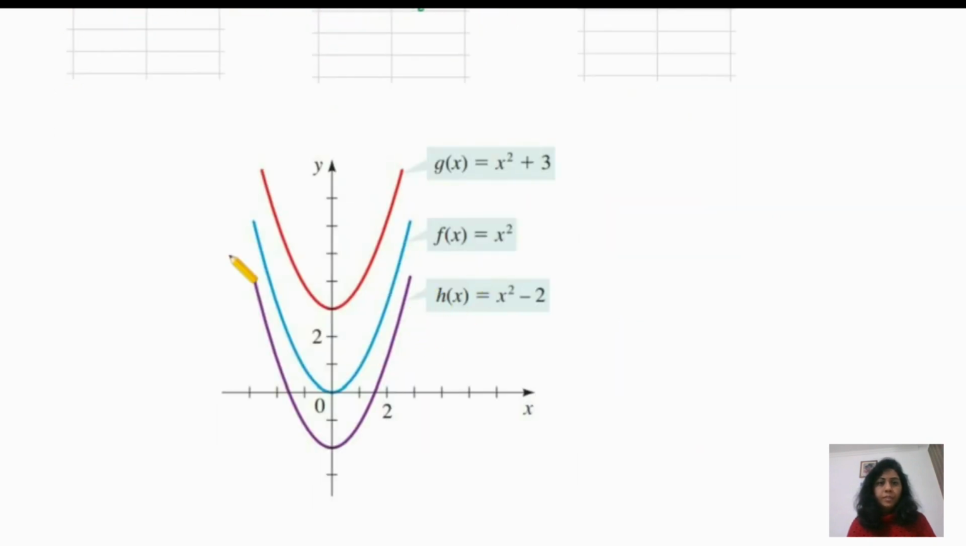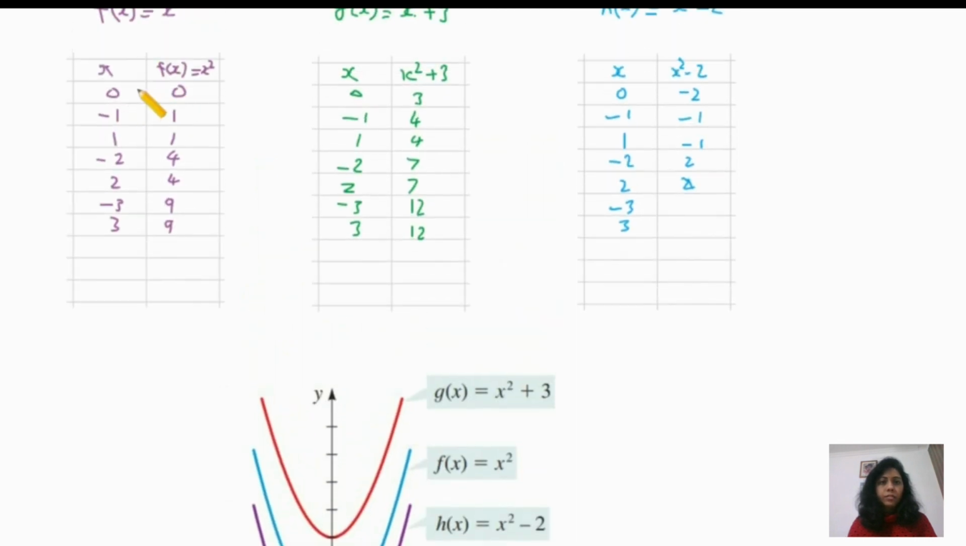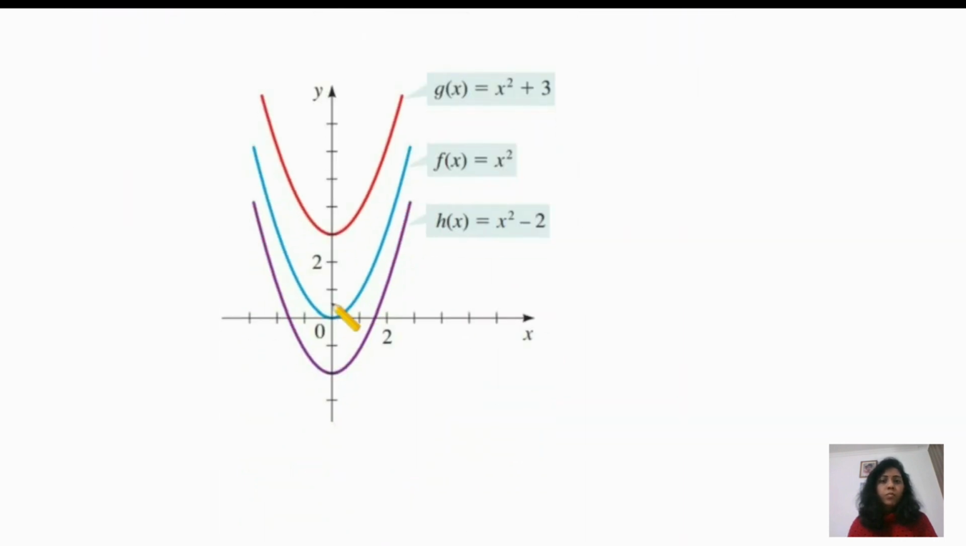Okay, here is the graph of these three functions. f(x) = x², this is the blue one. This goes from origin 0, 0, and you can see here in the table also 0, 0. Okay. And this is g(x), and this is shifted vertically 3 units up, and this is 2 units down.